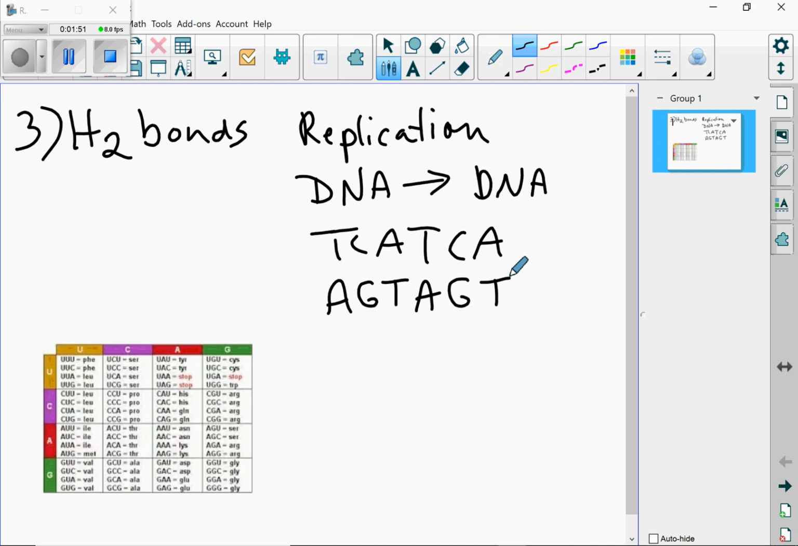Another process that we've talked about is how the cell would take DNA and make RNA. And this is called transcription. And once again, this is going to take place in the nucleus as well. So this is going from DNA to RNA.